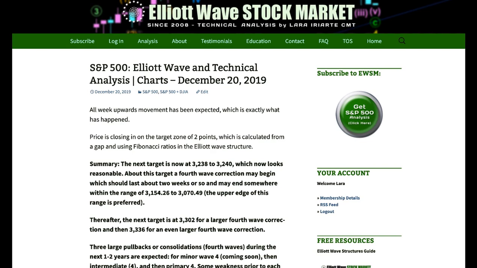The next target remains the same at 3238 to 3240. It now looks quite reasonable. Along the way up, as this bull market comes to an end, which may be in another 1 or 2 years, I'm expecting 3 reasonably sized consolidations or pullbacks, and the first is getting closer and closer. I expect it may begin about that target.